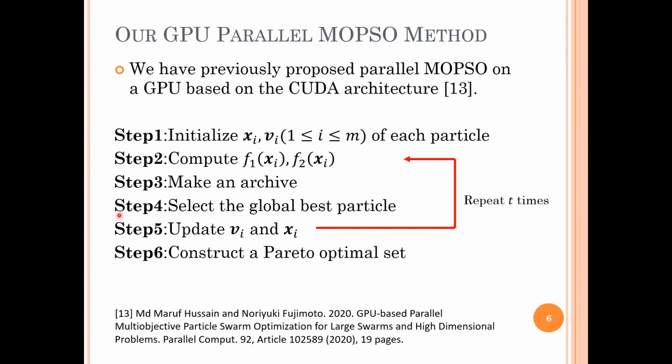Step 4 is to select the global best particle. The global best particle is a random selection from the archive. Step 5 is to update the velocities and the positions. Then go to step 2. Repeat this process t times. Step 6 is to construct a Pareto optimal set.